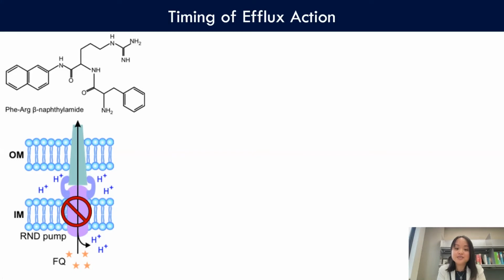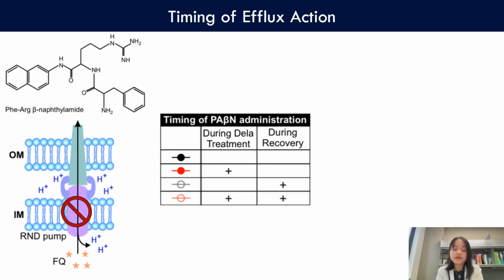So to address this, we made use of a small molecule competitor for the efflux pump called PAβN. And so with this competitor, we can administer it either together with delafloxacin, so disrupting pump action during delafloxacin treatment, or we would add PAβN to the cultures during the post-antibiotic treatment recovery period. So once delafloxacin has been diluted to sub-MIC levels and cells are recovering in the presence of nutrients.